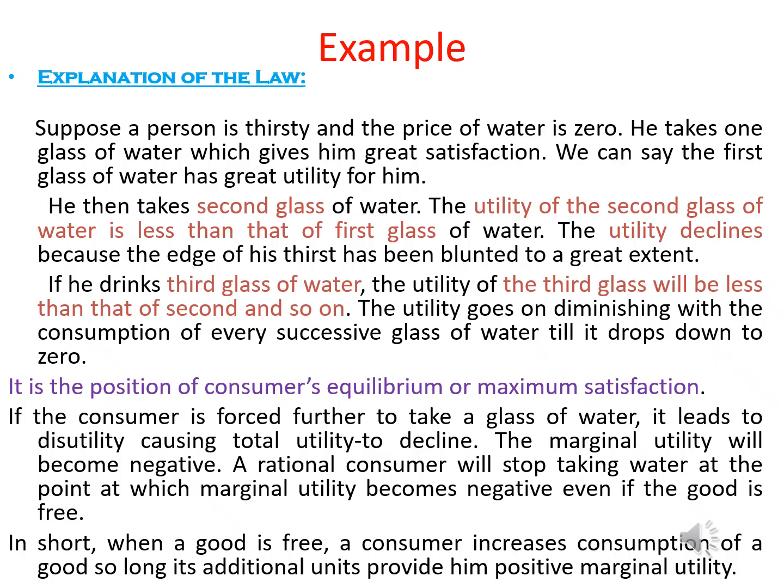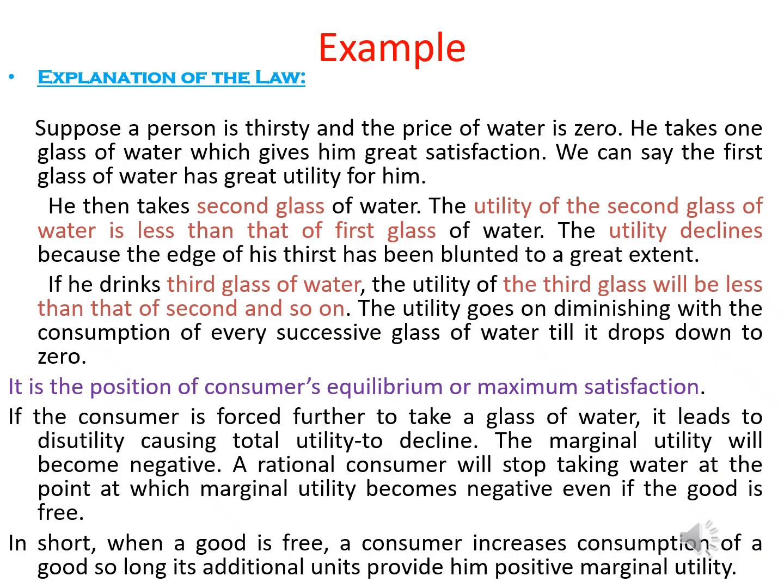Now comes an important stage. After drinking the fifth glass, the total utility remains at 42 units. There is no increase in total utility. Therefore, 42 minus 42 equals 0. The marginal utility of the fifth glass is 0.